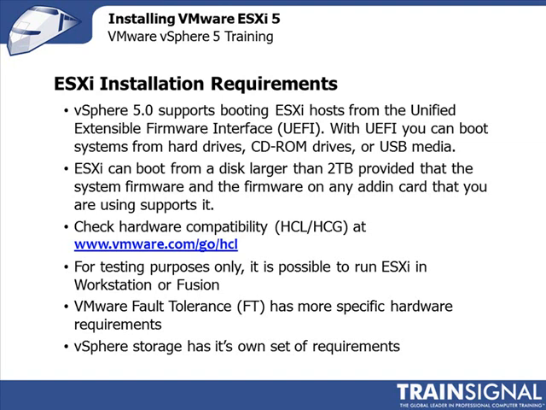Now, because ESXi runs directly on the hardware, it has very specific hardware requirements. Before you purchase hardware to run ESXi server on, you should go and check out VMware's hardware compatibility list, or what they call the HCG, the Hardware Compatibility Guide. The URL for that is vmware.com/go/HCL. Let's go check it out.